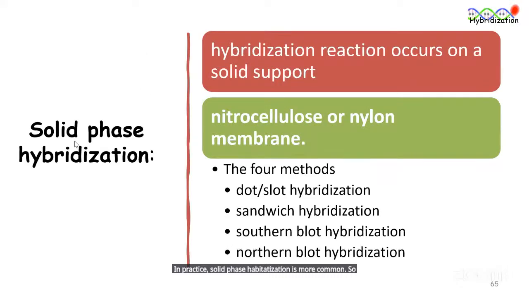So in solid phase hybridization, we first fix the DNA on a nitrocellulose or nylon membrane. It can be of four types: dot slot hybridization, sandwich hybridization, Southern blot hybridization, and Northern blot hybridization.